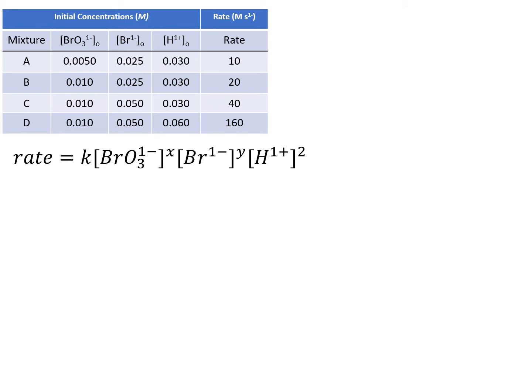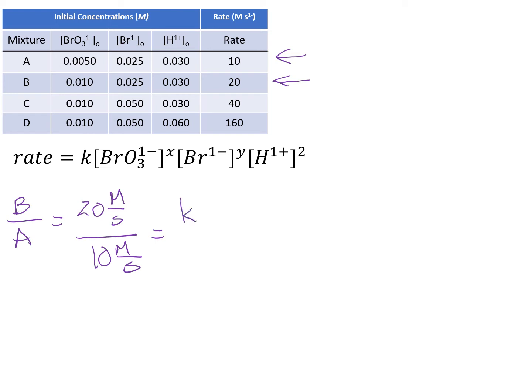So we're going to look at the order of the bromide ion. For this one, I'm going to use B and compare it to A. So B over A for me. It doesn't really matter which you put over the other as long as things cancel for you. So my B has a rate of 20 molar per second. My rate A is 10 molar per second. So filling it in a little bit differently, there's my rate constant K. I'm going to put that on the bottom as well.